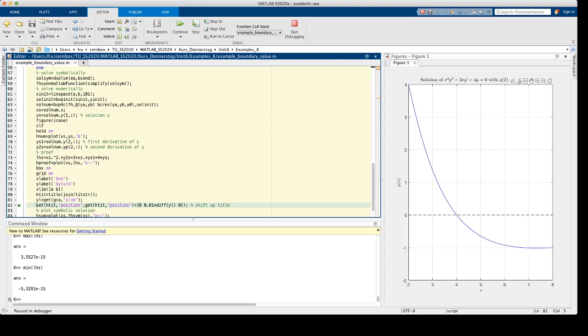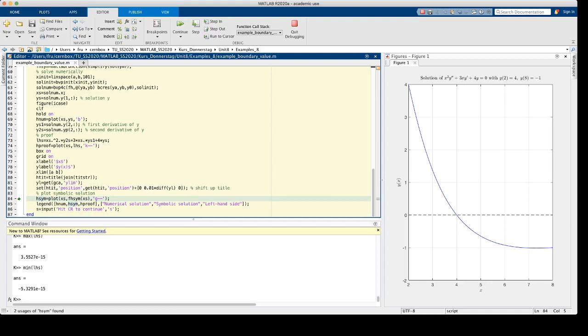Okay, we see the function value at 2 is actually 4. And the function value at 8 should be minus 1. And this is true as well. So the boundary conditions are fulfilled. Let me just shift the title up a bit. Now let's also plot the symbolic solution, and you will see that the two solutions coincide perfectly. Let's put a legend. So blue is the numerical solution, green dashed is the symbolic solution, and the left-hand side is the black dashed horizontal line at 0. So this solution is perfectly satisfactory.